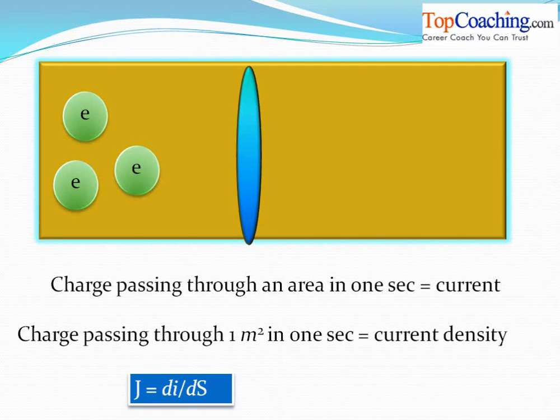Understood? So again, J is an important quantity that we generally use when we talk about electric current. What will be the value of J in terms of drift velocity? Clearly, J is nq into Vd. After all, current was nqA into Vd. And J is the current per meter square, the current per area, isn't it? Therefore, J is nq into Vd without the A.